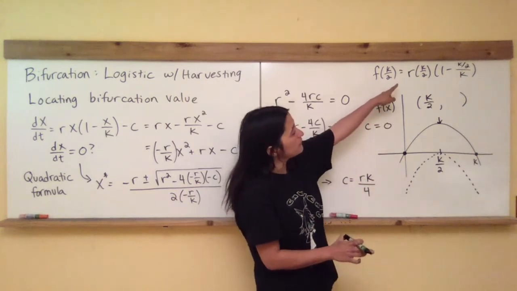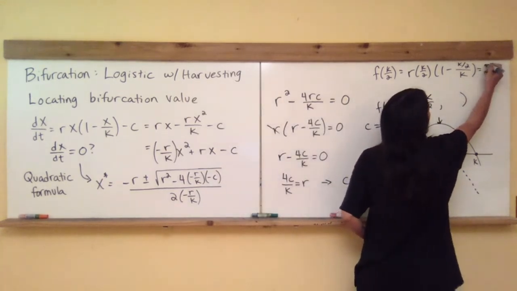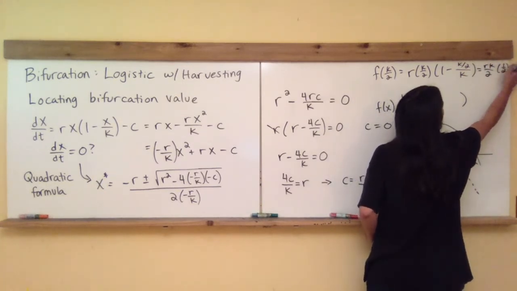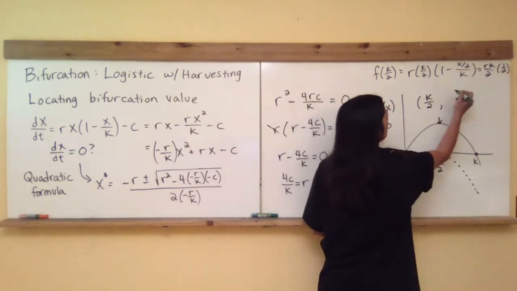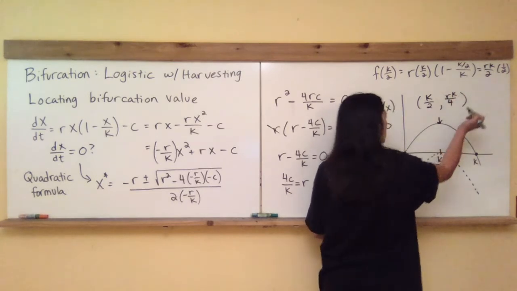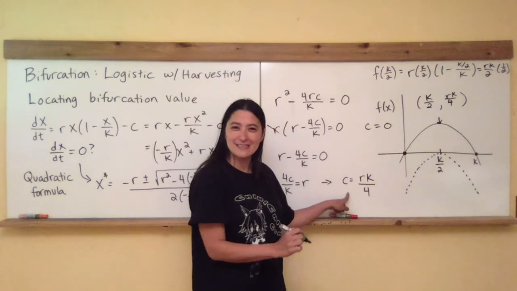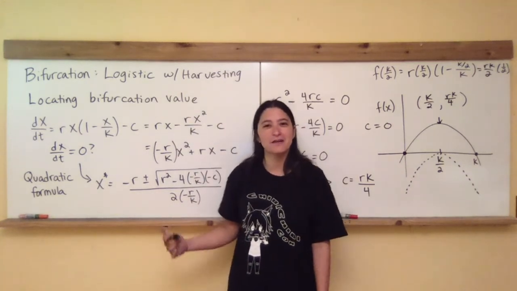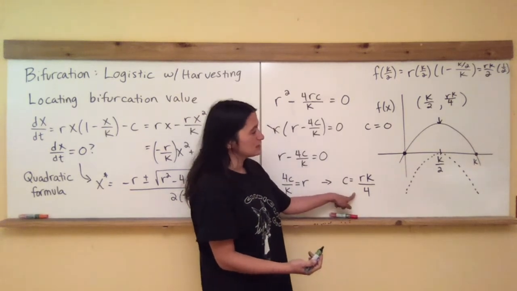If you simplify this expression, you're going to see that the first term simplifies to rk over 2, and the second term simplifies to 1/2. And so the eventual height that we get here is rk over 4. That sounds kind of familiar. Rk over 4. That's what I got by setting the discriminant of the quadratic formula equal to 0. It's the same thing. It's just another way to get the bifurcation value.